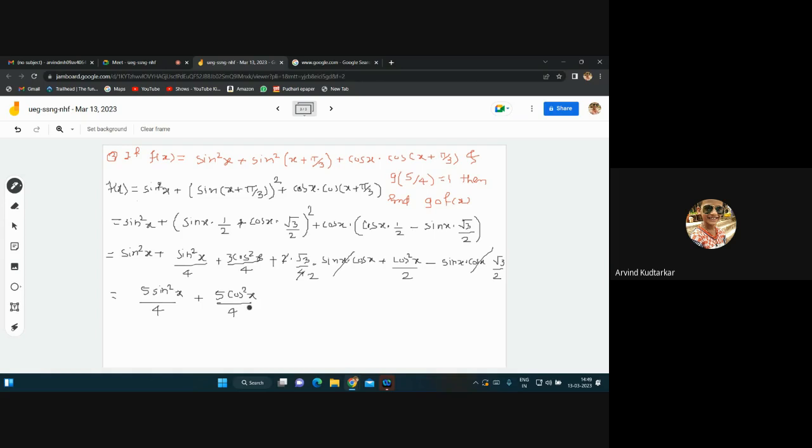Now in this case 5/4 is common to both, take it outside. So 5/4 times sin square x plus cos square x, which is 1. So this is nothing but 5/4. So we are getting the value of the function as 5/4.